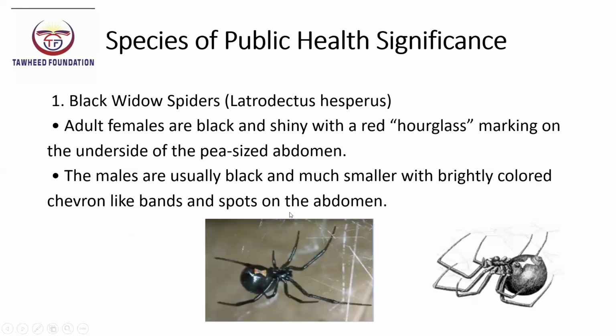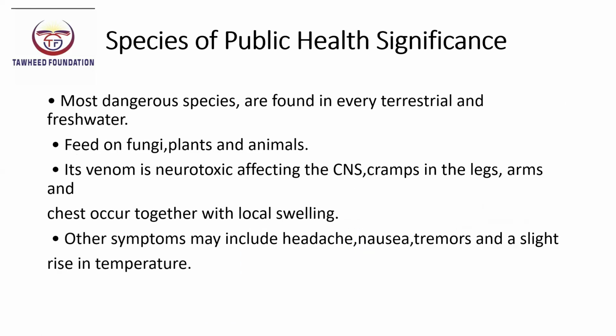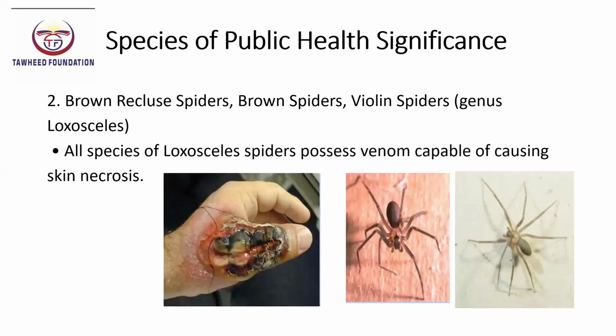Adult females are black and shiny with a red hourglass marking on the underside of the pea-sized abdomen. The males are usually black and much smaller, with brightly colored chevron-like bands and spots on the abdomen. Most dangerous species are found in every terrestrial and freshwater habitat. It will feed on fungi, plants, and animals. Its venom is neurotoxic, affecting the CNS. Cramps in the legs, arms, and chest occur together with local swelling. Other symptoms include headache, nausea, tremors, and slight rise in temperature.